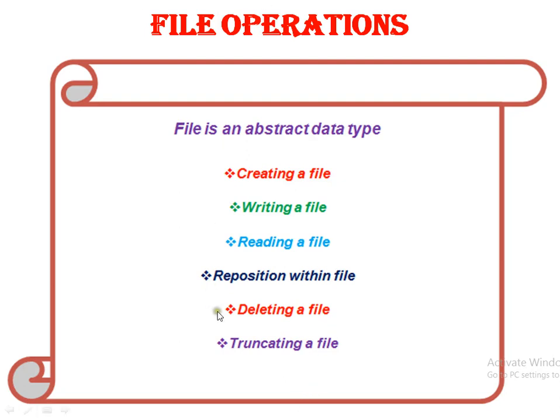Next, truncating a particular file. What is truncating a file? The user need not erase the contents of a file, but keeps its attributes as they are. That is a major difference between deleting a file and truncating a file. When deleting a file, the whole file can be deleted, whereas when truncating a file, the user may want to erase the contents of a file but keep its attributes as they are.